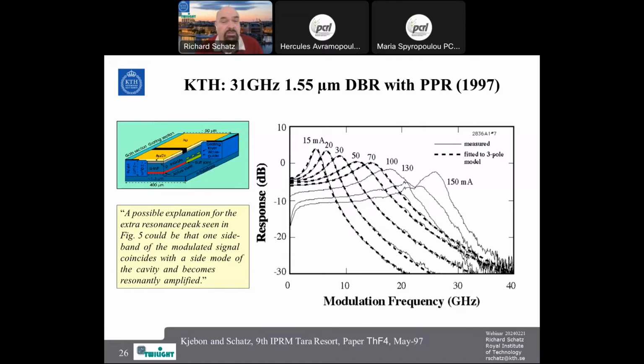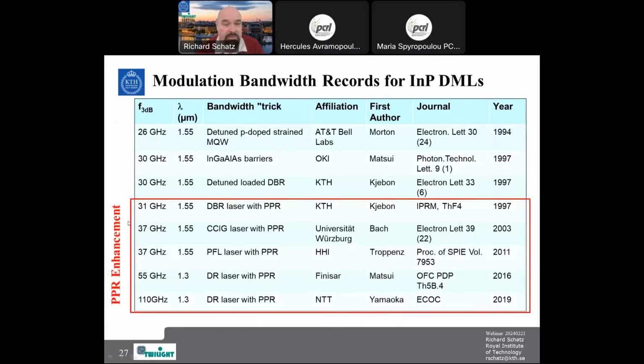At 1550, you can use this effect equally well. As you see, this device here is 1550, and the first 3 records here are for 1550. I think you can reach even 55 or 100 gigahertz also at 1550 if you design the laser well and utilize this photon-photon resonance effect. So I don't think that is a fundamental difference.